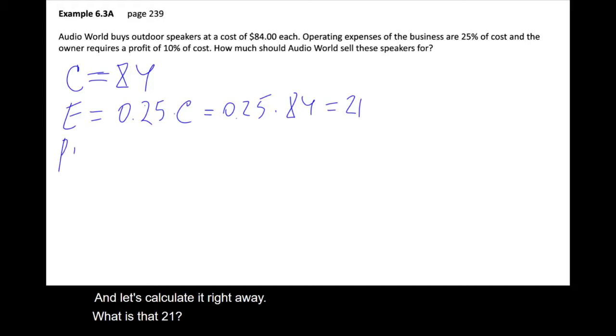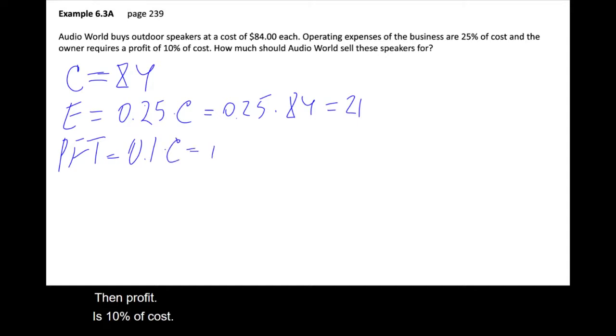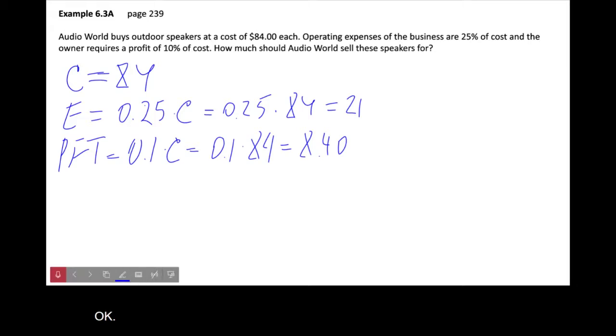Then profit is 10% of cost. So far, any questions, people? So the cost is 84, and we're looking for what? Price. We're looking for price.